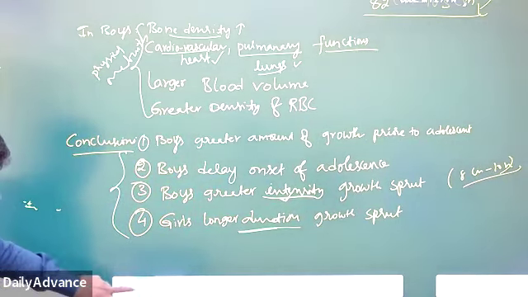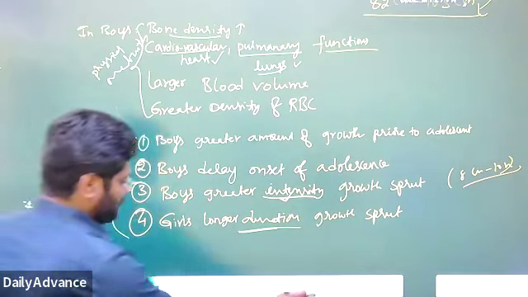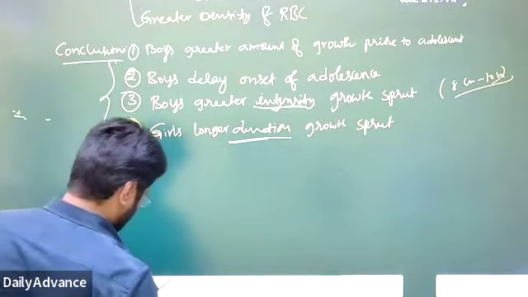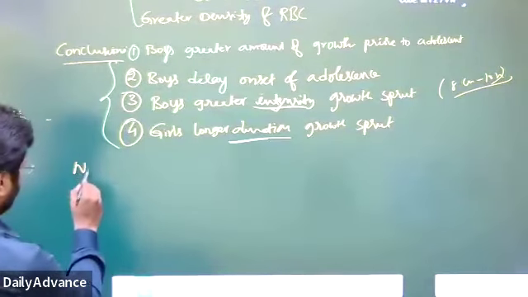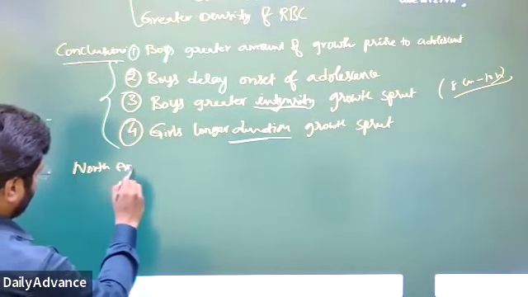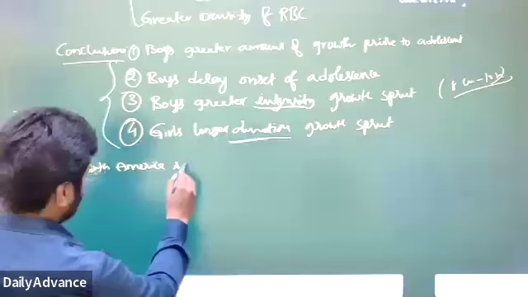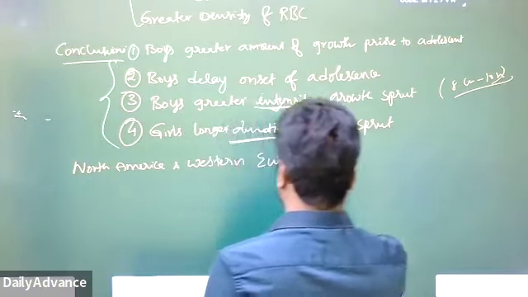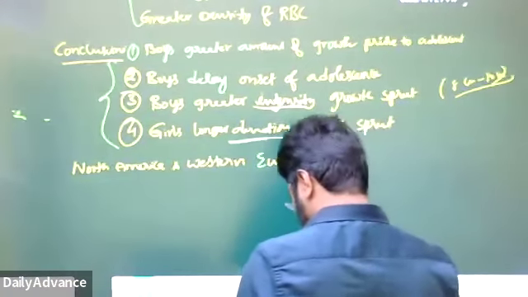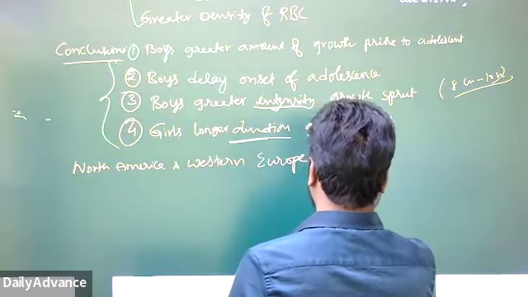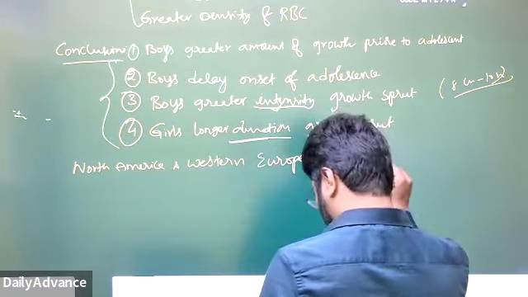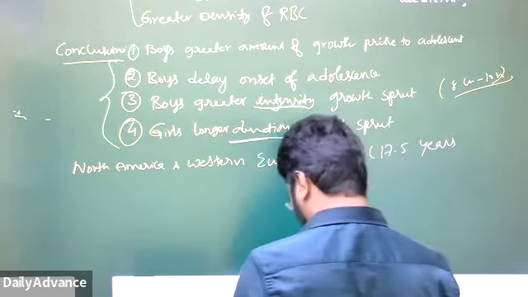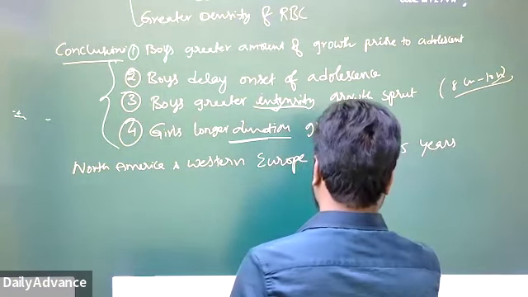Now you can also write some case studies. In North America and Western Europe, boys have 17.5 years and girls have 15.5 years.